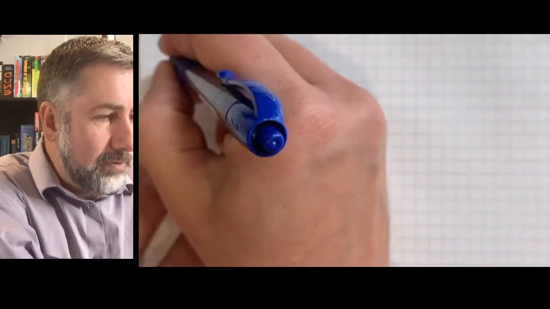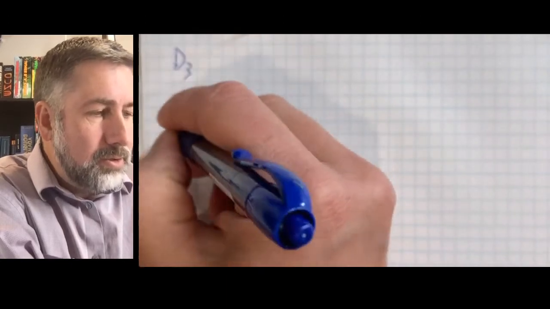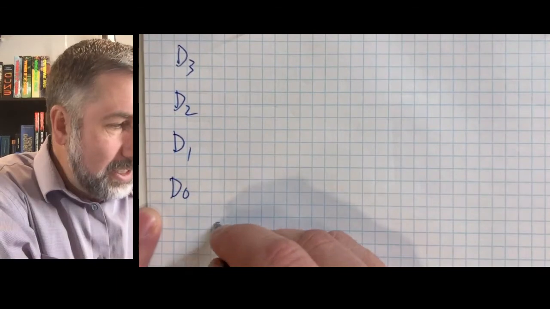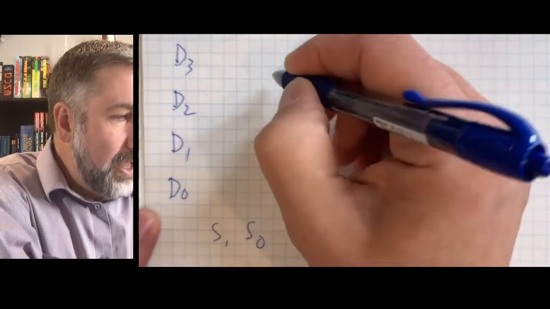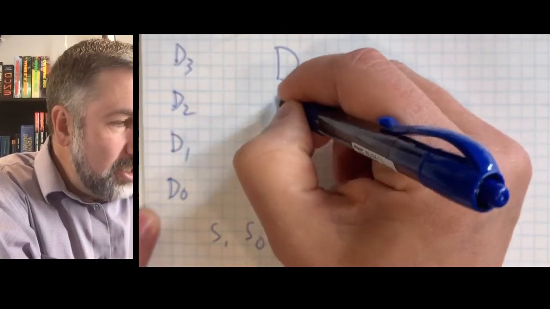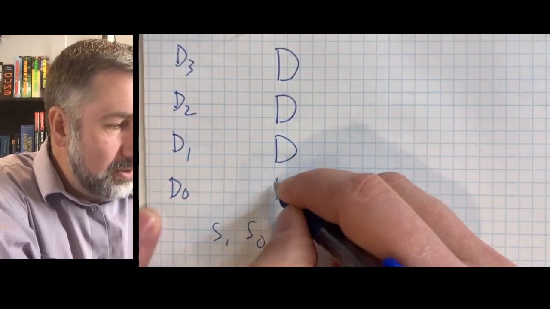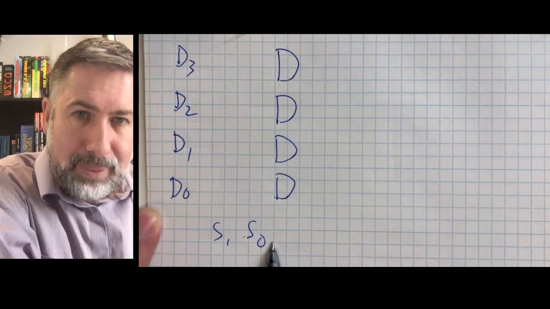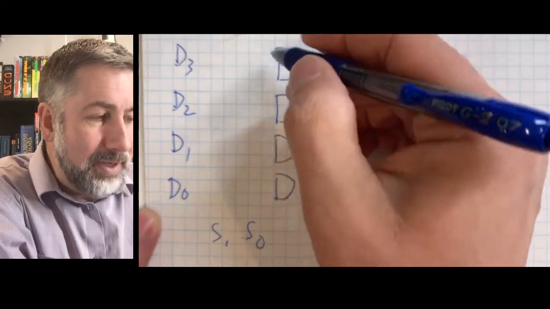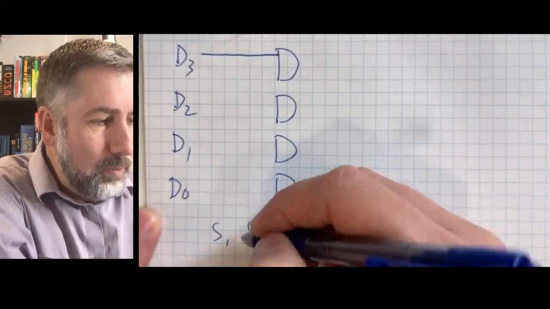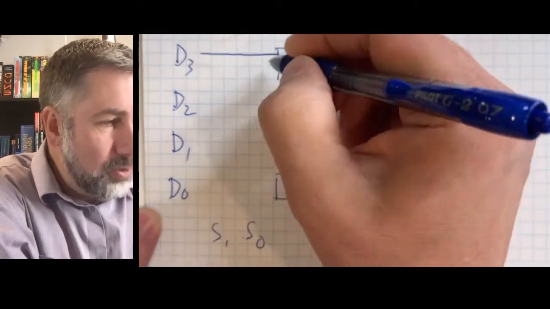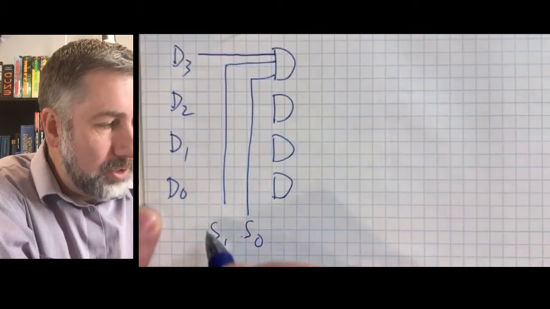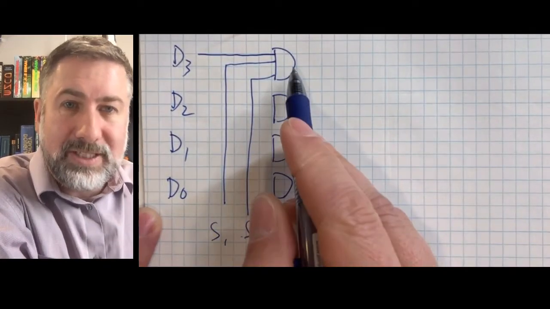We're going to have D3, D2, D1, and D0, and we're going to have our select lines S1 and S0, and we're going to have an AND gate for each of these D inputs. These AND gates are going to be activated by these select lines. We want this AND gate to be activated when this is 3. 3 is 1, 1, so here's 1, and here's 1. When S1 is 1 and S0 is 1, this AND gate will be active.